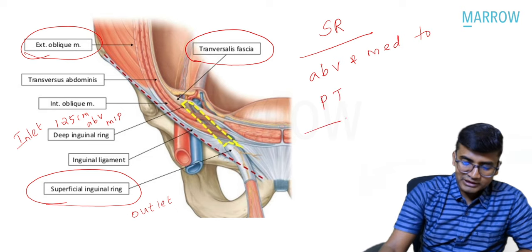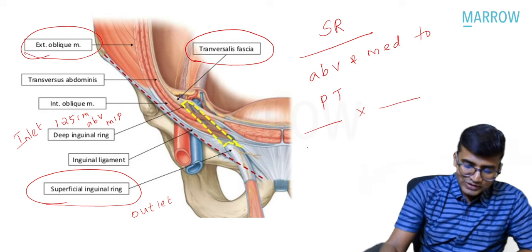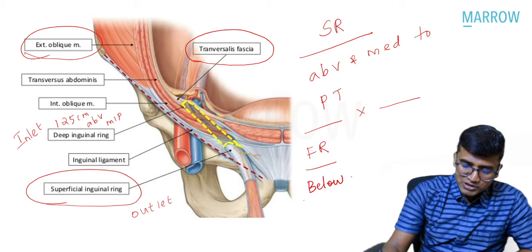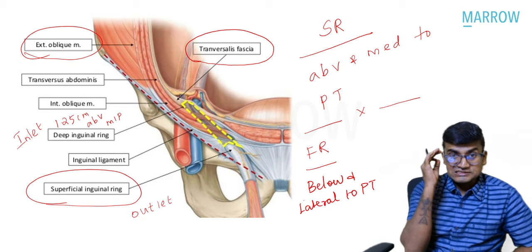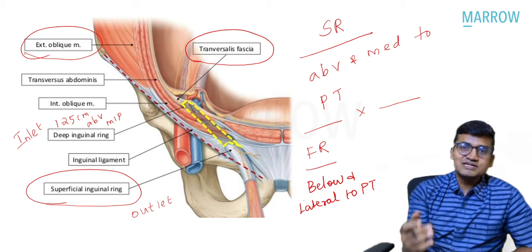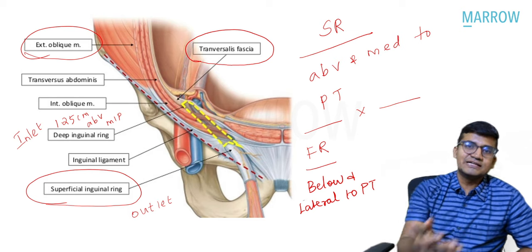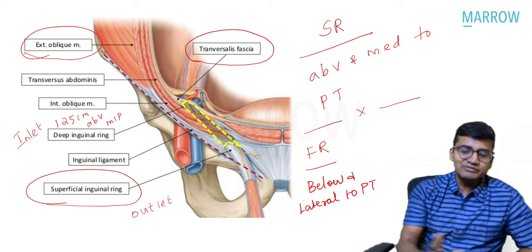This is very important. Why, sir? Because we have another opening called the femoral ring. The femoral ring is situated below and lateral to the pubic tubercle. Another expected question for the coming FMG exam, the next NEET exam. They will give you some clinical scenario.